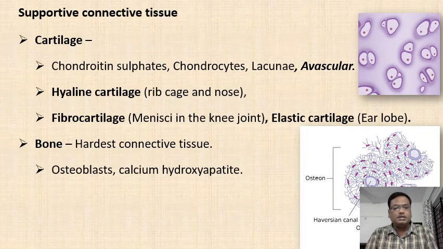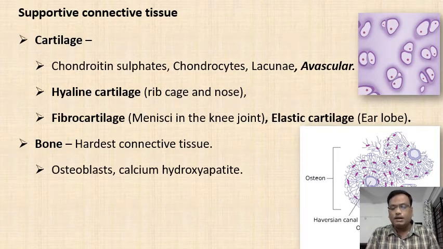Now, the next type of supportive connective tissue is bone, and it is the hardest connective tissue. Bone is a very hard tissue, and it forms the endoskeleton of the vertebrate body. As I told you, starting from the bony fishes up to the higher animals like mammals, all these animals have bone as the endoskeleton.